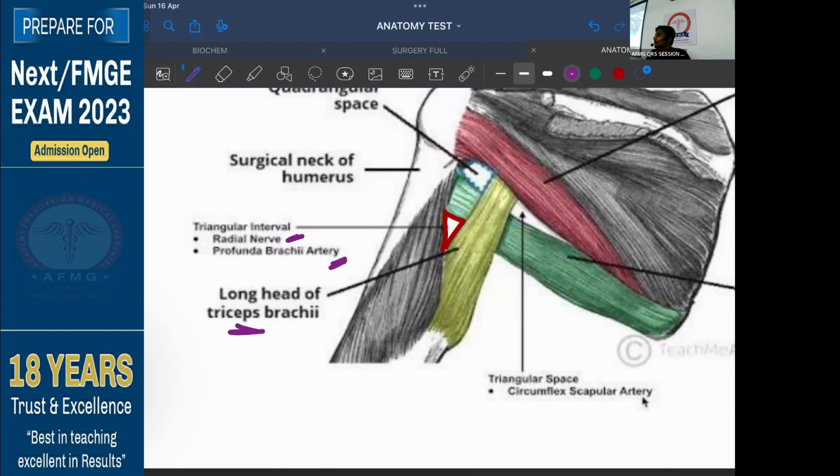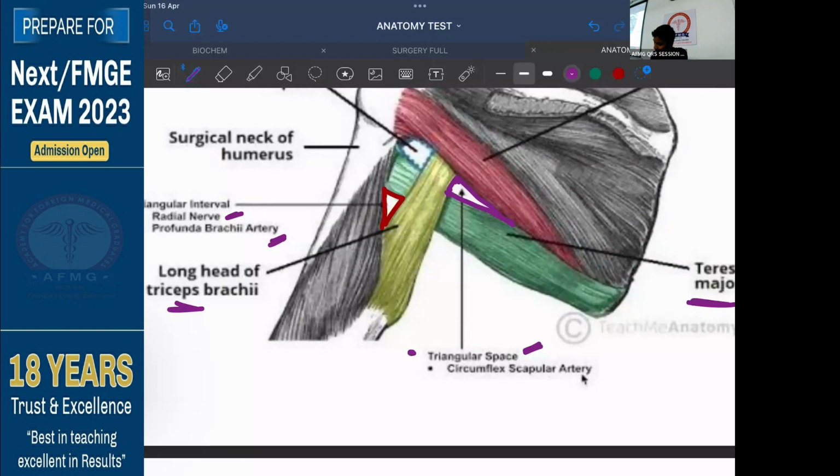What did I say profunda means? Deep. Brachii means arm. Okay? So it is the profunda brachii artery and the radial nerve which passes via this triangular interval. Next, if I talk about this one, this over here is again a triangular space. And what passes via the triangular space? It is the circumflex scapular artery. Circumflex means which takes a turn around the bone. That is called as a circumflex artery. So it is a circumflex scapular artery.